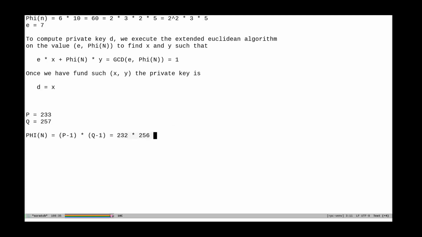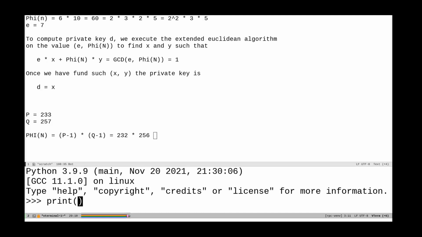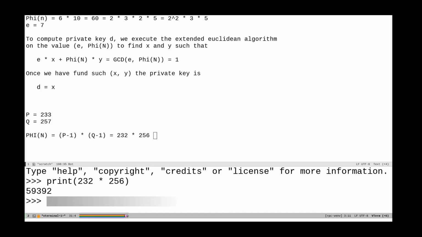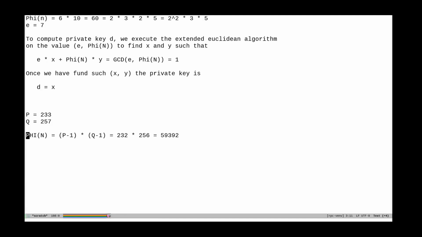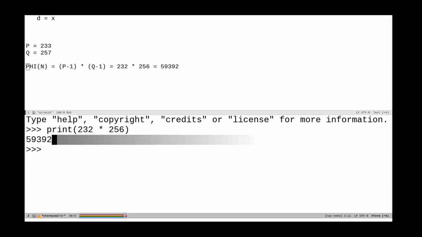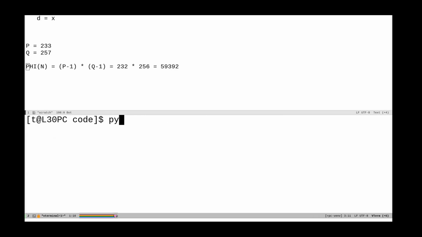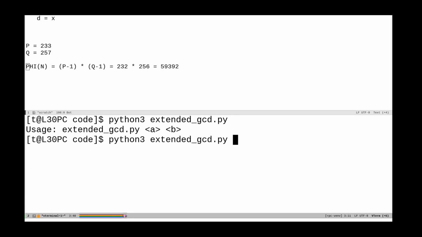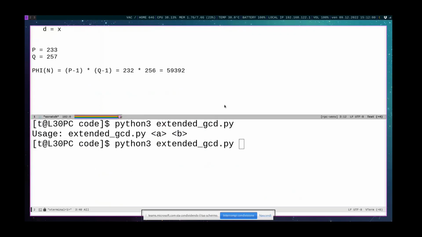So let's do it in Python. 232 times 276. So this is phi of n. And so you can solve this by calling the extended algorithm. So you do extended GCD. E is the first number, which has to be 3, and the other number is this one.